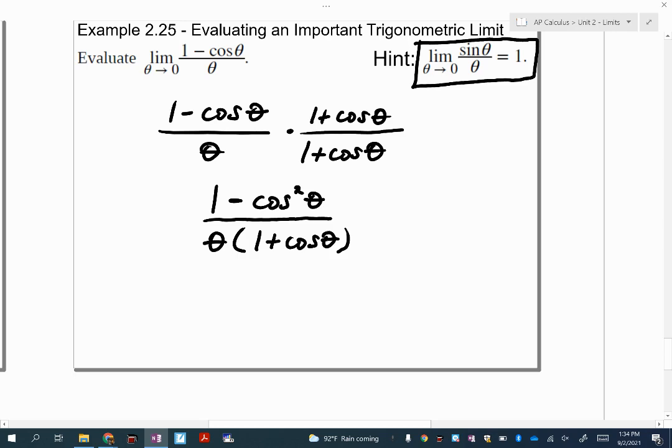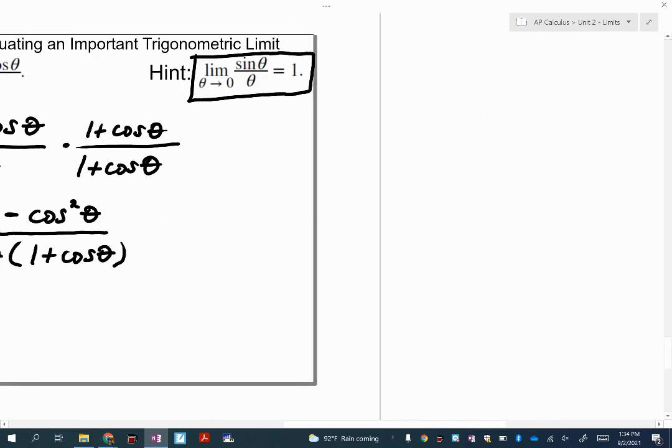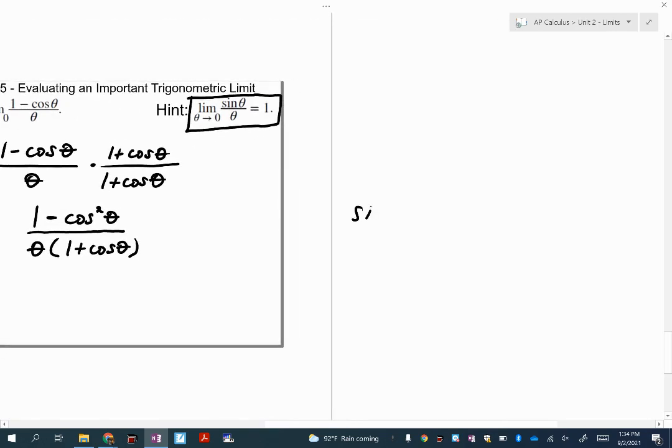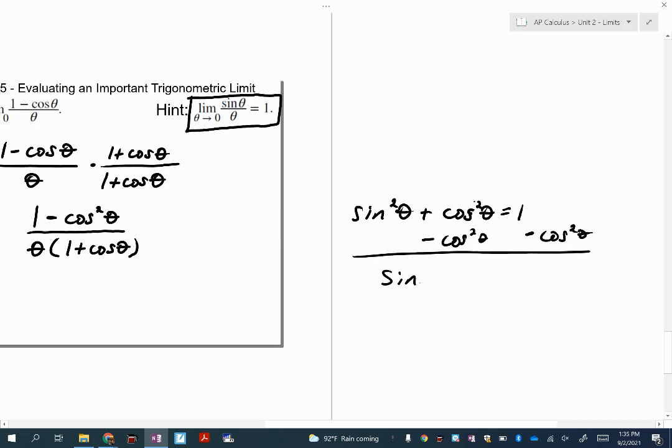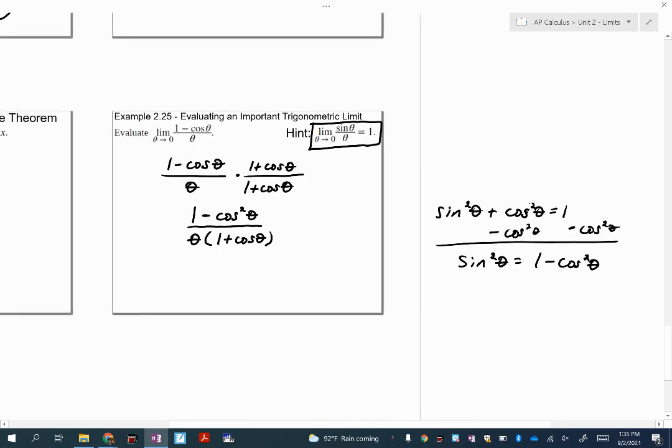All right, so then you get 1 minus cosine squared theta. If you're using your trig formula sheet, you'll notice one of our Pythagorean identities is sine squared theta plus cosine squared theta equals 1. So if you were to move this cosine squared theta to the other side with subtraction, you would get sine squared theta is equal to 1 minus cosine squared theta. So that's actually what we have in the numerator. So I'm going to rewrite that as sine squared theta over theta times (1 plus cosine theta).